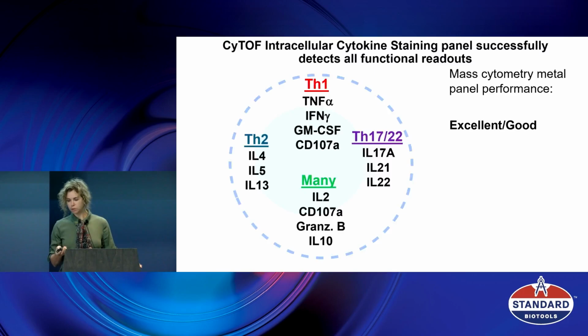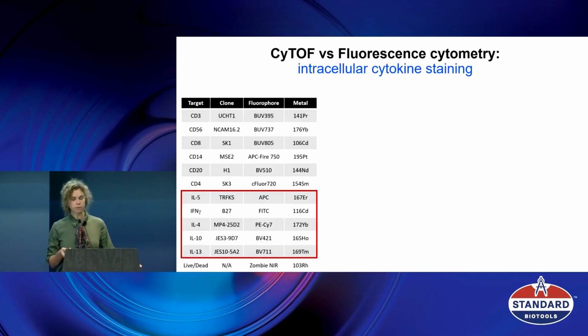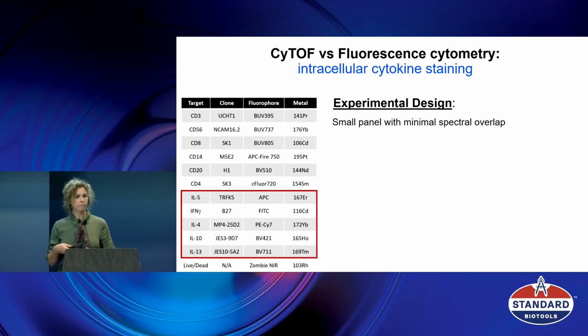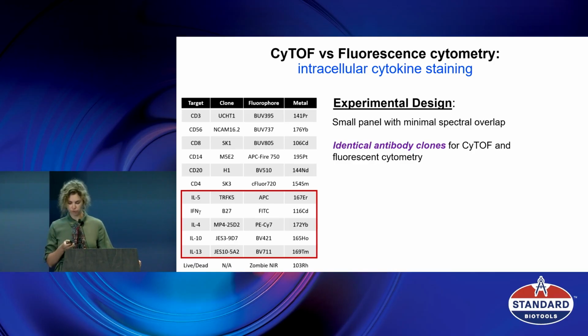And we wanted to do a clear-cut study, so we did back-to-back analysis. So we made a simple, small flow cytometry panel, only 11, 12 colors, with lineage and a handful of cytokines. So we made sure that there's minimal spectral overlap. I mean, we're all using spectral cytometry. 12 colors is nothing, okay? We used identical antibody clones for CyTOF and fluorescent cytometry. We tried to mimic the same experience as people would have in real life.